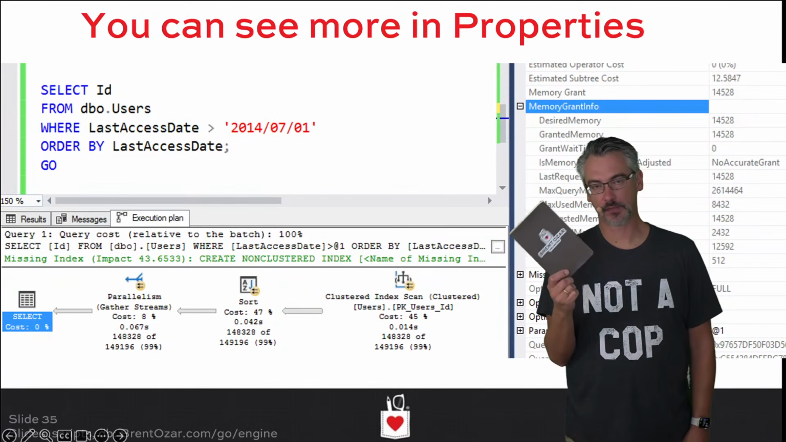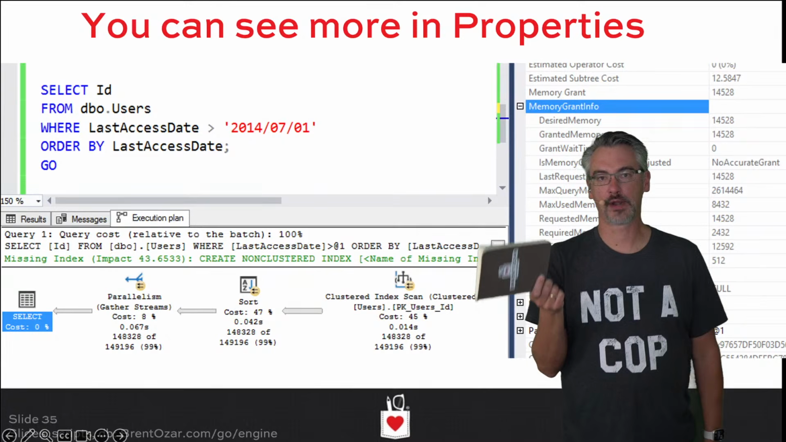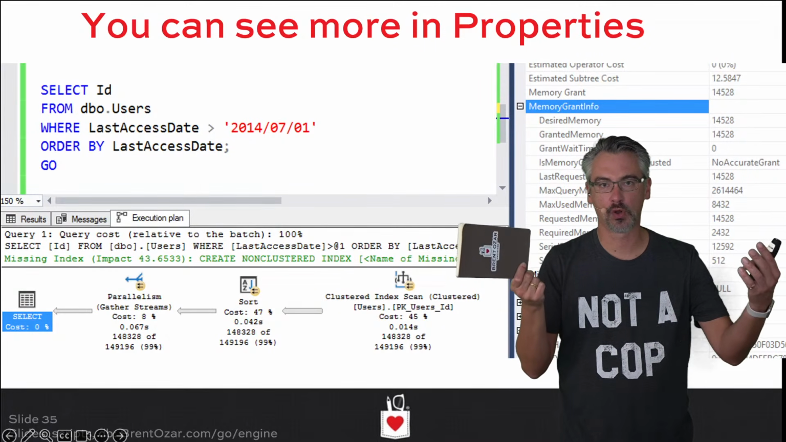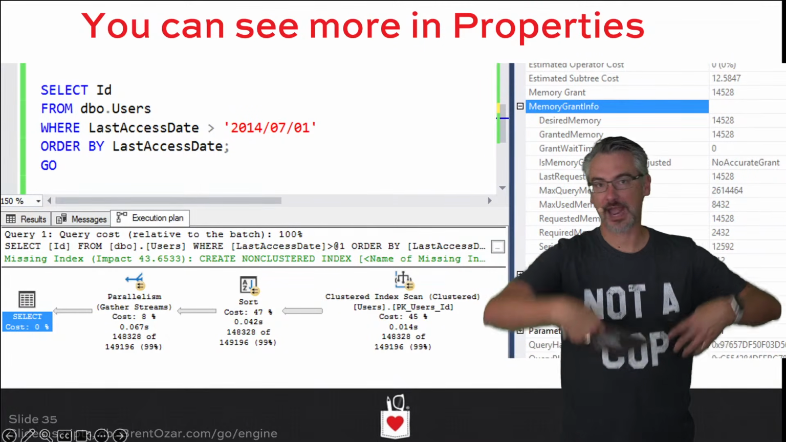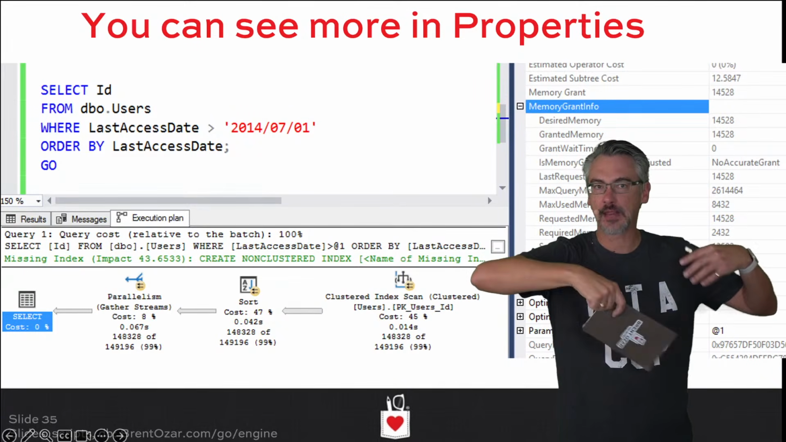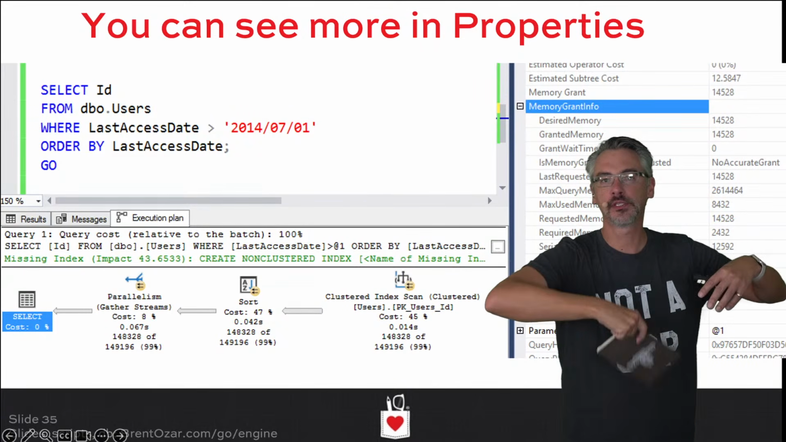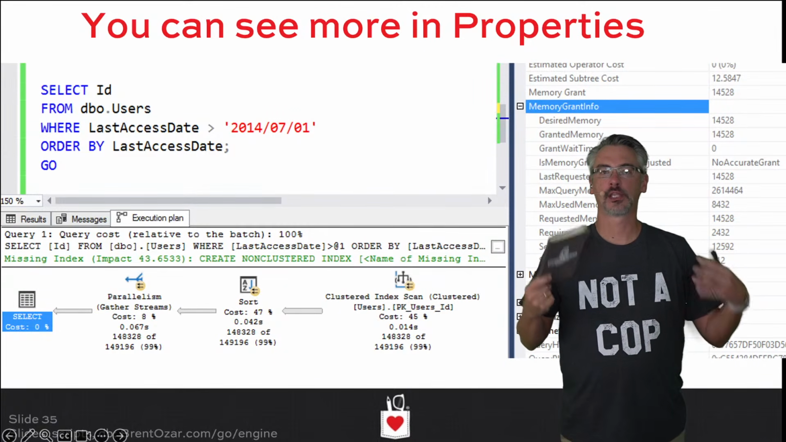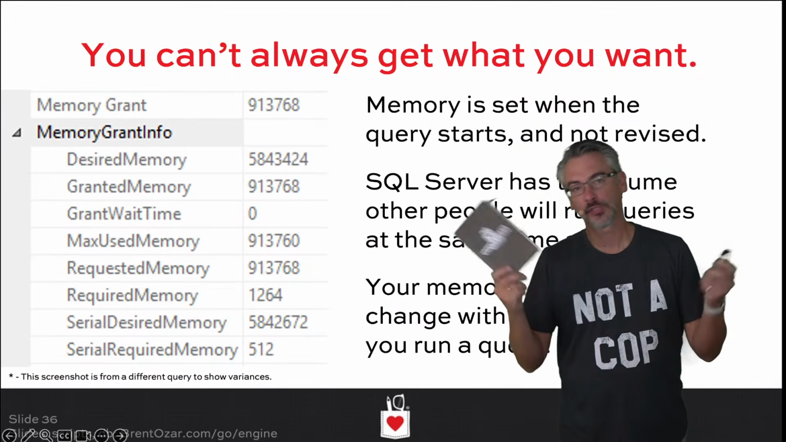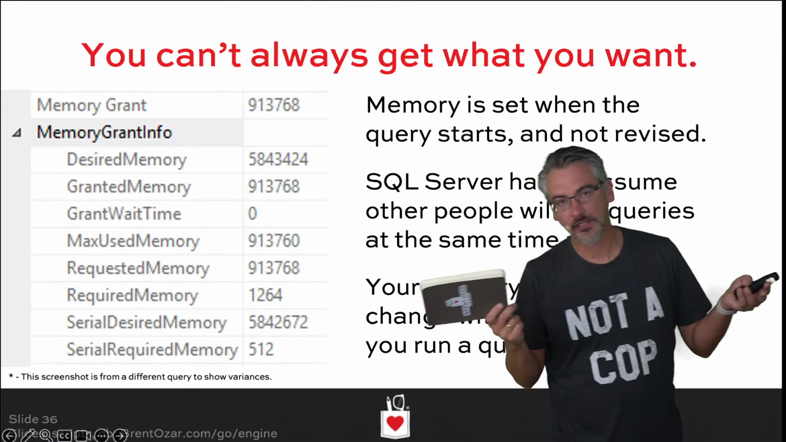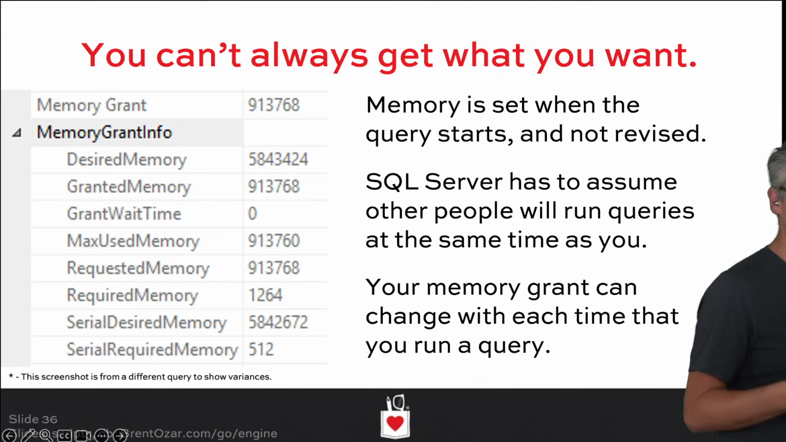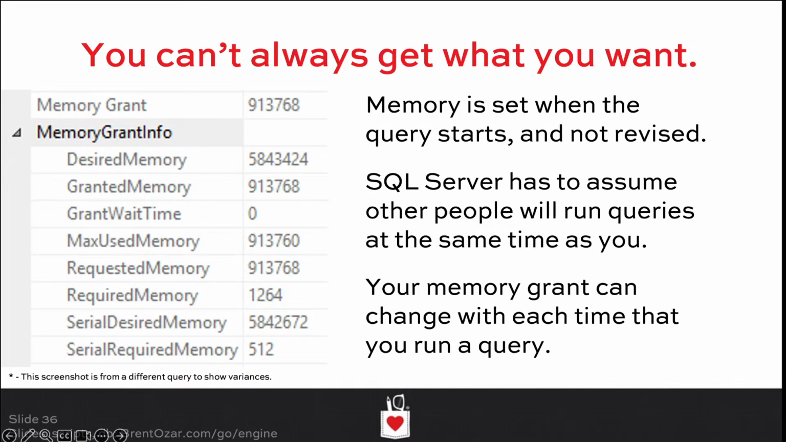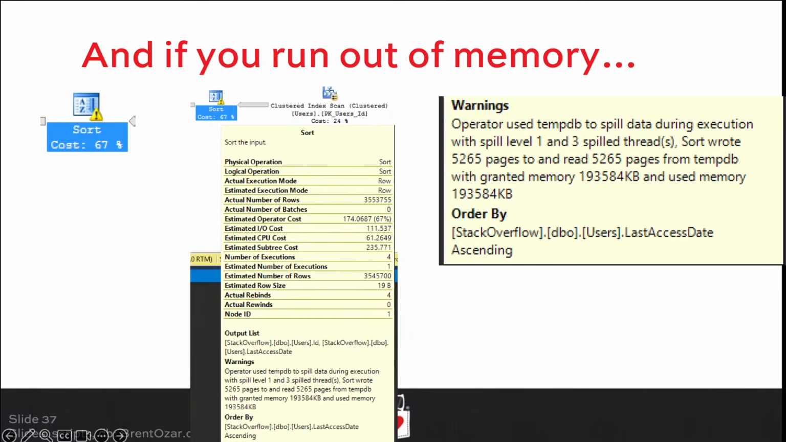SQL Server guesses how much memory it's going to need, and man, I tell you what, when I was a developer, I thought if SQL Server wanted more memory, holy smokes, it would just add more memory to the query. If it starts bringing back all kinds of data, why wouldn't SQL Server just grant more memory? But that's not how it works. SQL Server says, whoops, sorry, you can't always get what you want. If you start bringing back a whole lot more data, SQL Server isn't going to grant you more because SQL Server assumes that other people are going to be running queries at the exact same time.